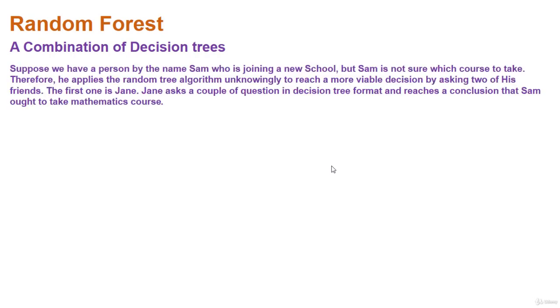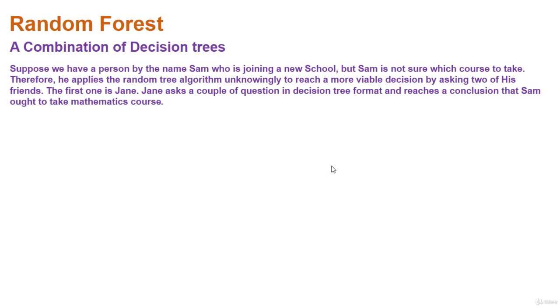Let us look now at the random forest algorithm. So a random forest is simply a combination of decision trees. You are applying more than one decision tree in order to come up with a more viable, dependable, more solid solution on your problem. Suppose now we have a person named Sam who is joining a new school. But Sam is not sure which course to take. Therefore, he applies the random forest algorithm unknowingly to reach a more viable decision by asking two of his friends.